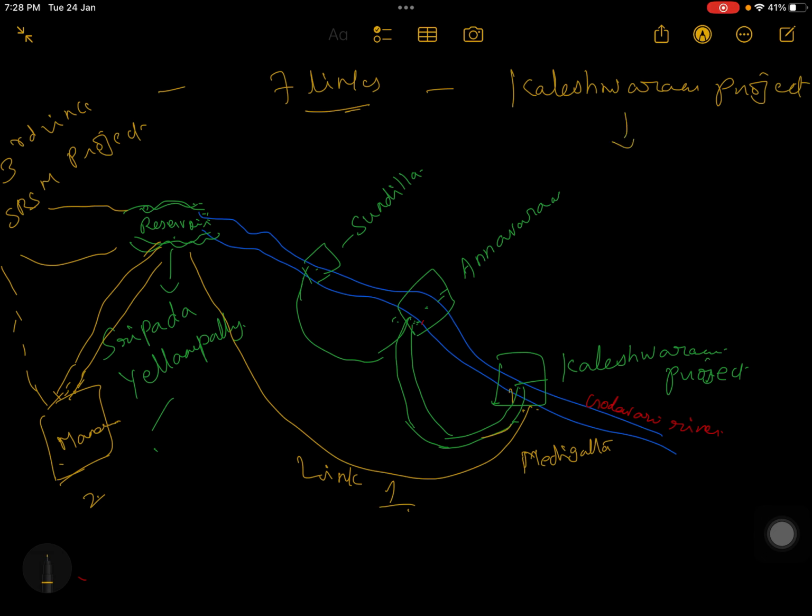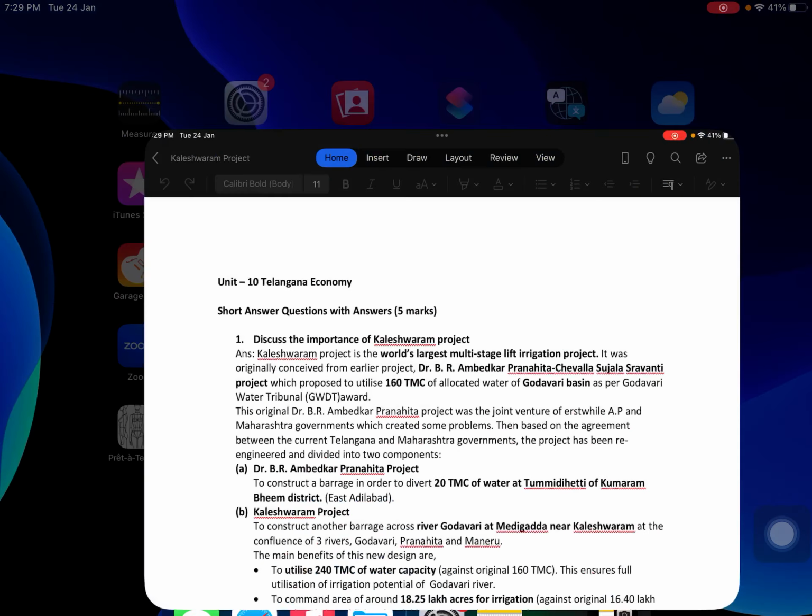So it goes up, and that's why it is called multi-stage lift irrigation, because the water has to be pumped up through lift irrigation. So different 7 links, by constructing barrages and reservoirs in different places, totally connecting 7 links. That's why it is called a multi-stage lift irrigation project. Okay, now this is the background, the design of the Kaleshwaram project. Now let's go to the main answer.